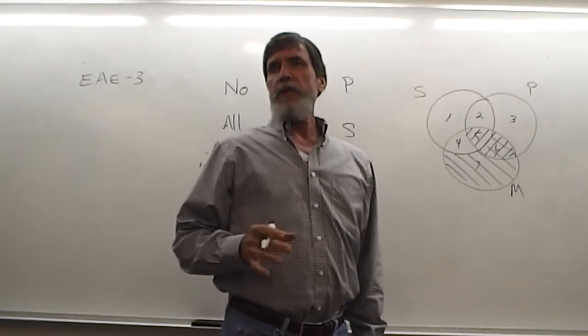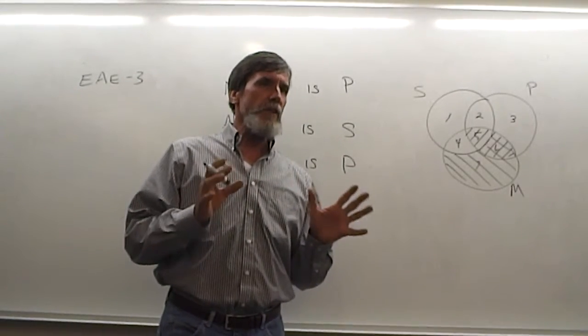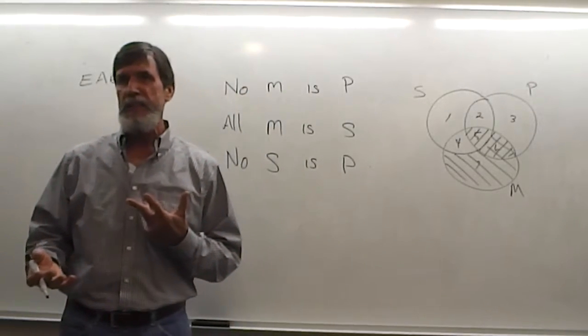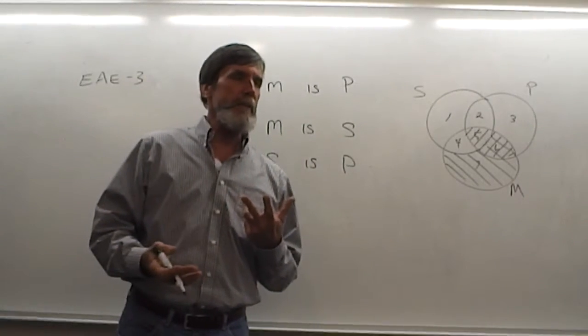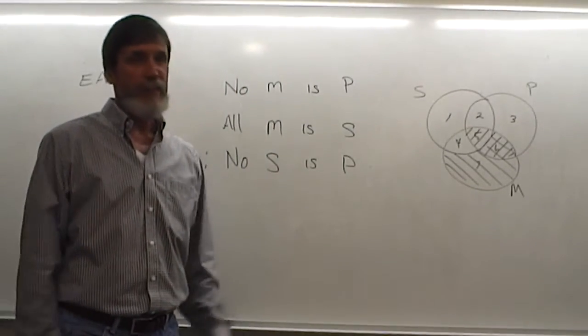In diagramming a universal premise, that's A or E, just remember, I'm always going to crosshatch two segments, even if one of them has already been crosshatched in diagramming the other premise. There's a couple reasons for that. Doesn't really concern us at this point.